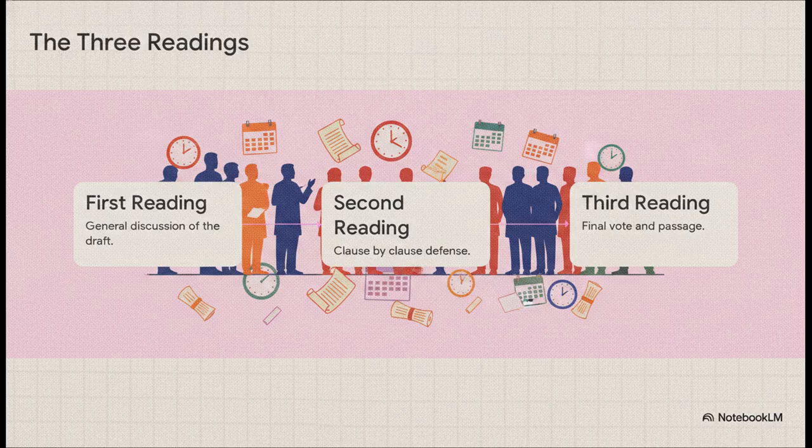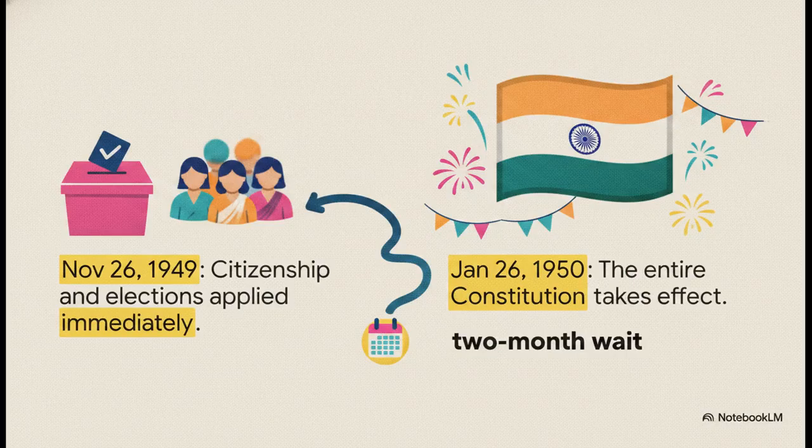This draft didn't just get a quick rubber stamp. It underwent 3 grueling readings over a period of 2 years, 11 months, and 18 days. The second reading alone took nearly a year, mainly because Dr. Ambedkar had to stand on the floor and defend the document literally clause by clause to the entire assembly.